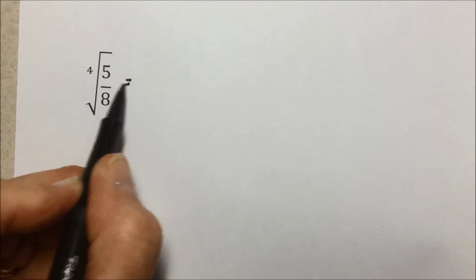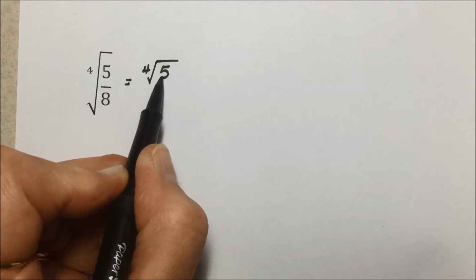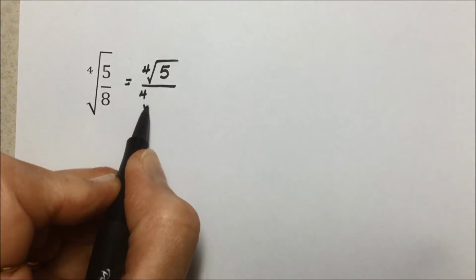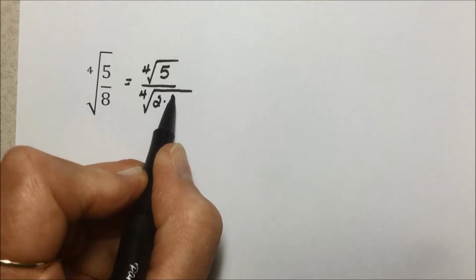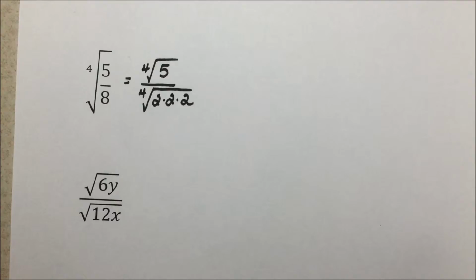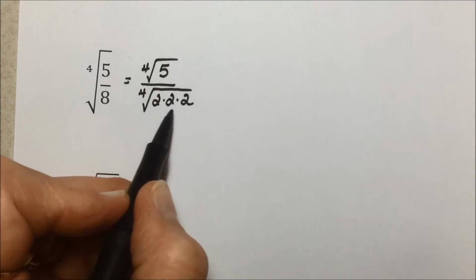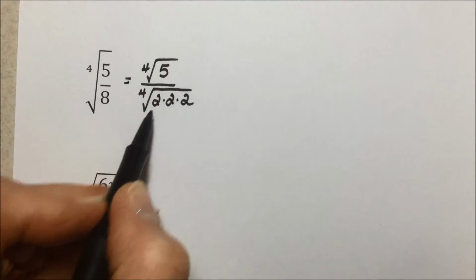which 5 and 8 don't have anything in common, so I'm going to separate this into the 4th root of the numerator over the 4th root of the denominator, and instead of writing 8, I'm going to write the prime factorization of 8. 8 is 2 times 2 times 2. For this to be a perfect 4th root, we would have to have another 2. If there was only one more 2.